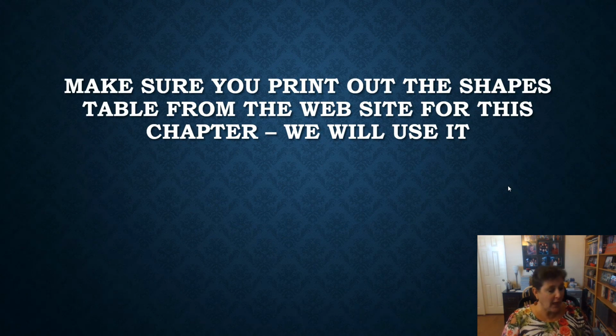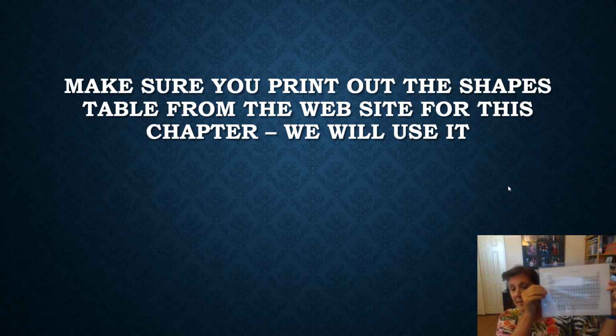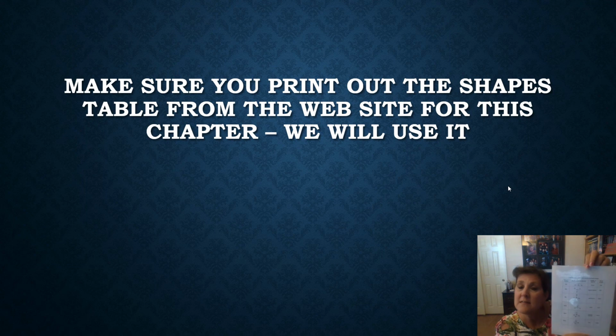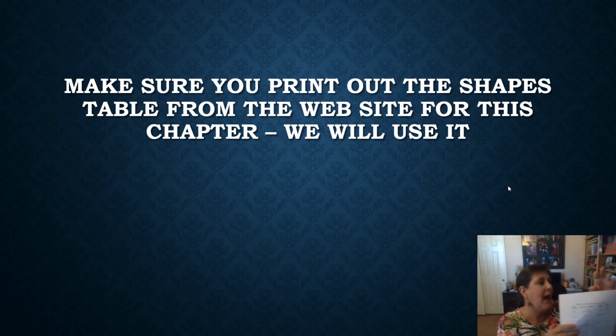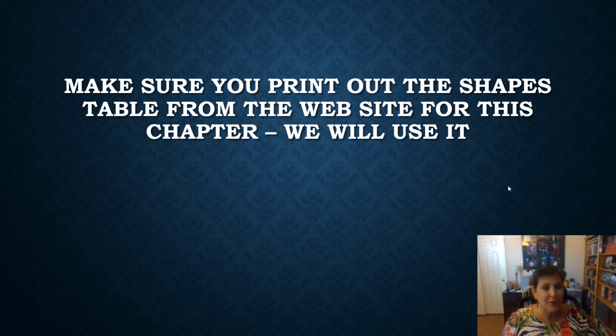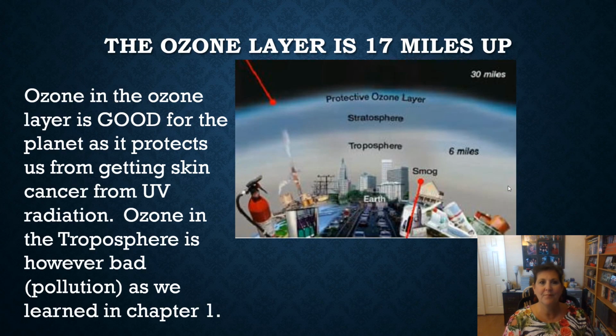Make sure you have printed out your periodic table and shapes table. For this chapter especially, we'll be using it. Your periodic table looks like this, and your shapes table looks like this. I put them back to back in a page protector to keep them safe. So you should have these two items printed out for this chapter. Before we proceed, go ahead and get those.